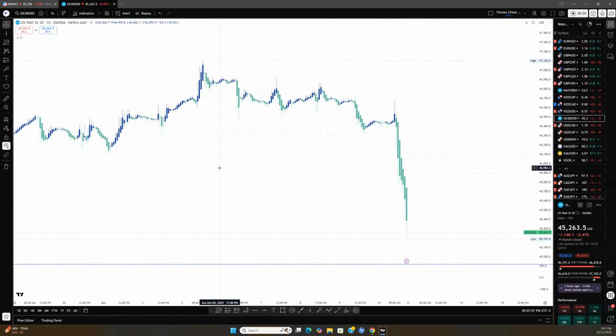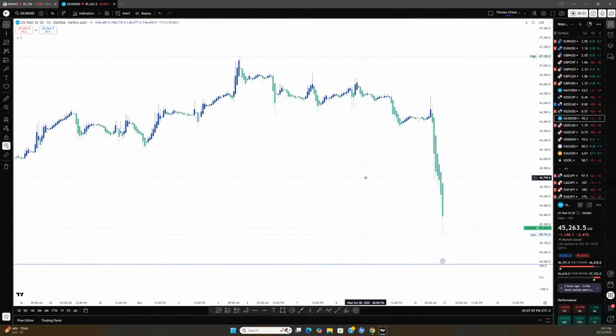Let's get into it. So, right now, we're on Dirty 30, aka US 30. And I like the way US 30 has been moving more so than NASDAQ recently. A lot of cleaner moves. So let's talk about scalping. There's three strategies that I use when it comes to scalping, right? First strategy is going to be a trend trade.